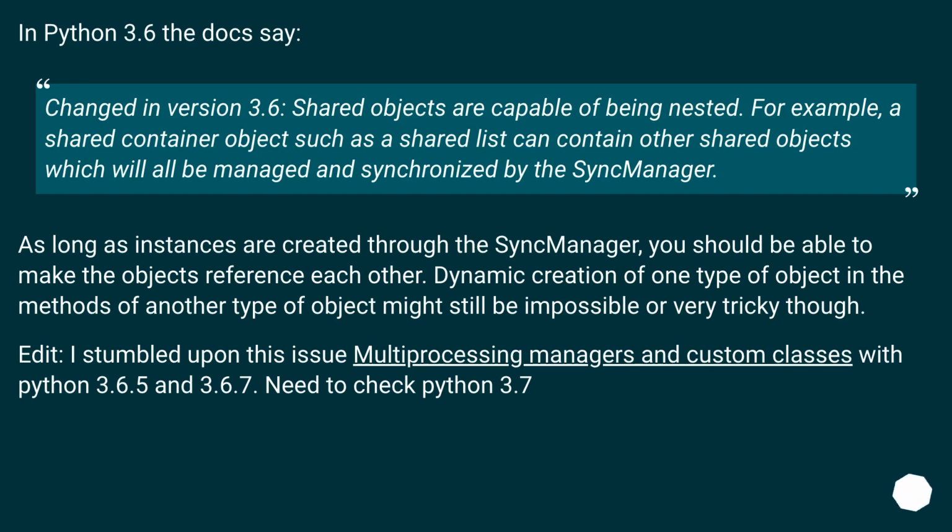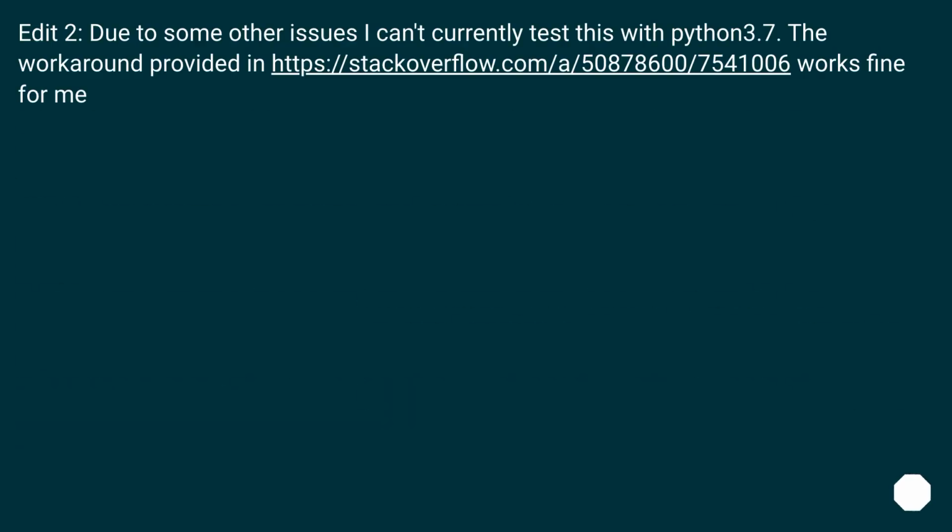Edit: I stumbled upon this issue: multiprocessing managers and custom classes with Python 3.6.5 and 3.6.7. Need to check Python 3.7. Edit 2: Due to some other issues, I can't currently test this with Python 3.7. The workaround provided in this URL works fine for me.